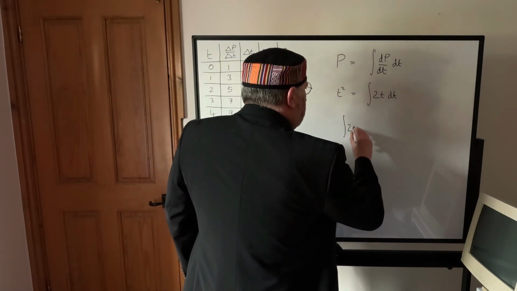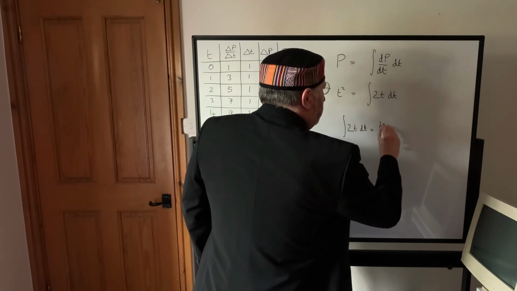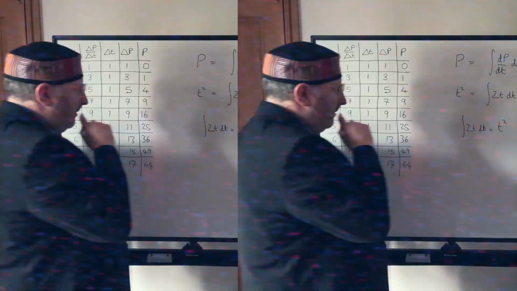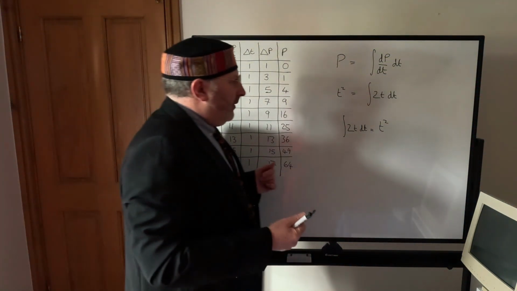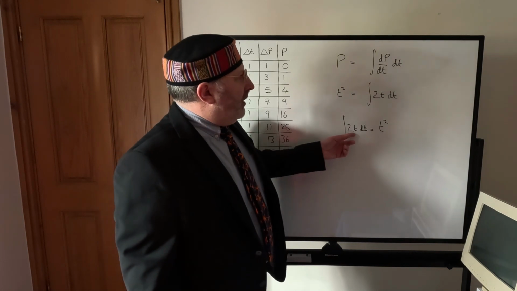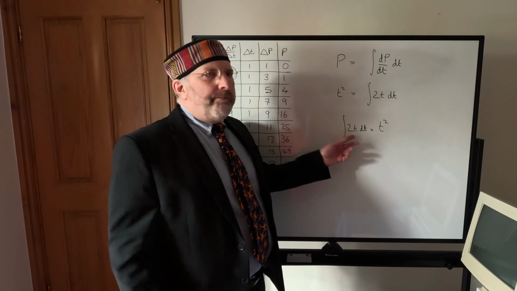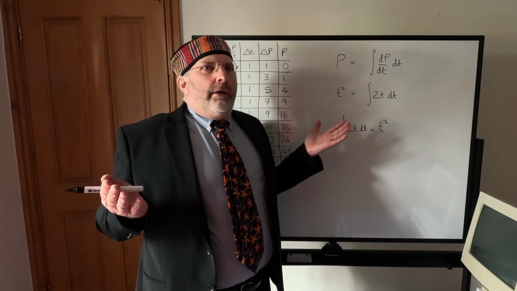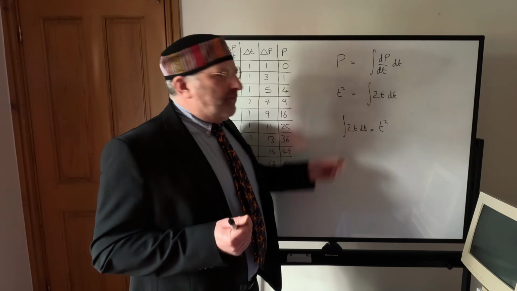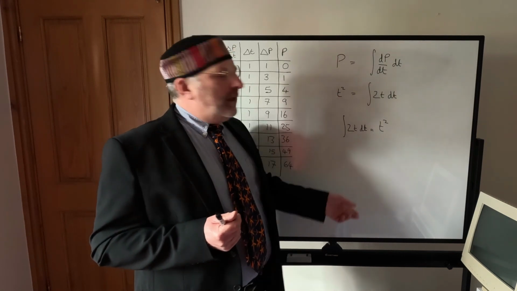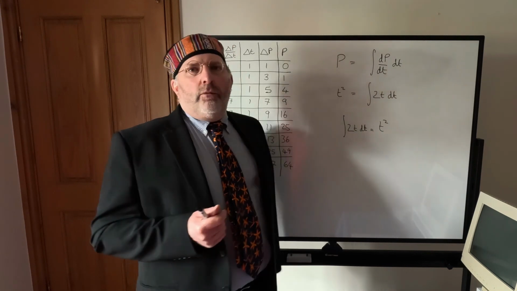The integral of 2t dt is equal to t squared. So in other words, somebody comes to you and says, look, I know that dp by dt equals 2t. What's p? And you say, oh, well, I know that. The antiderivative of 2t is t squared. So we're going to have to integrate 2t dt, and the answer will be t squared.